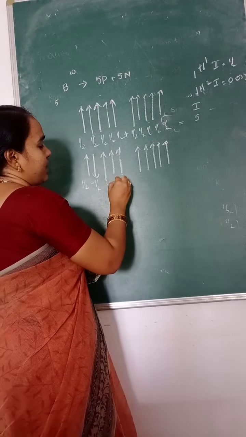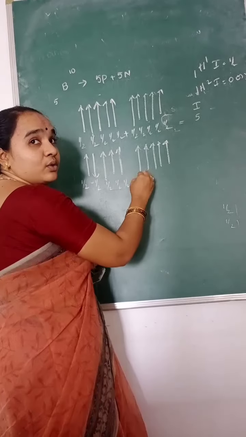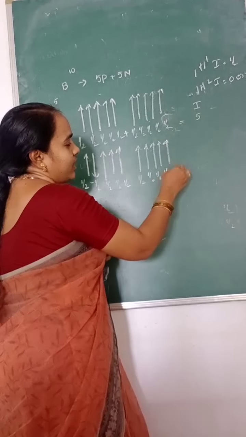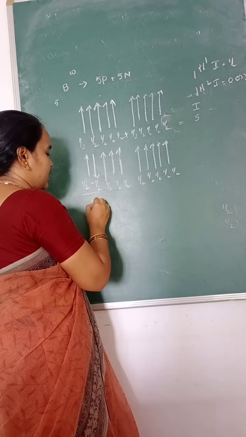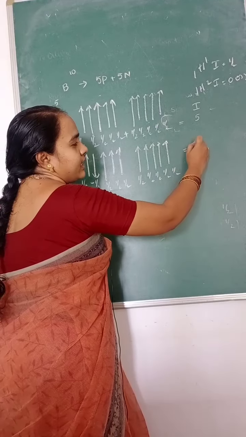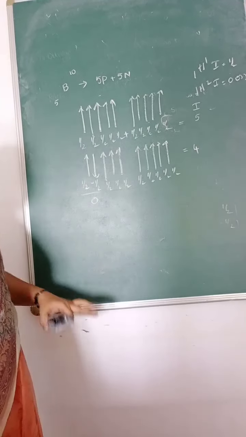For this, 1/2, 1/2, 1/2, 1/2, 1/2, 1/2 and 1/2. So this becomes 0, 1, 2, 3, 4. Hence the resultant spin is 4.